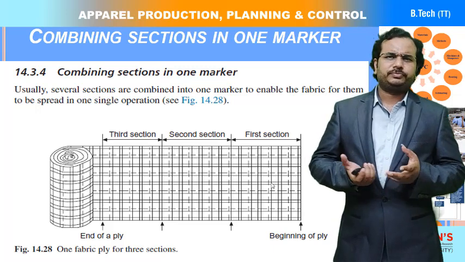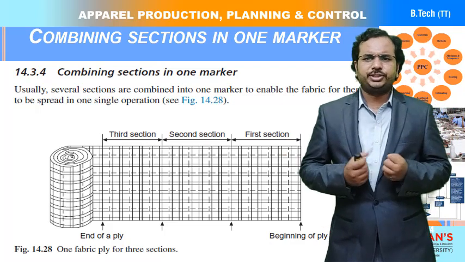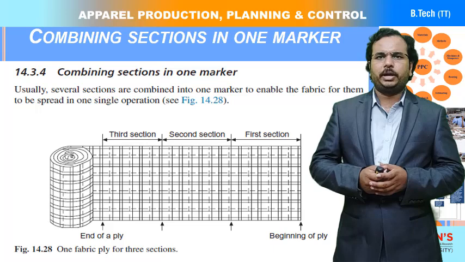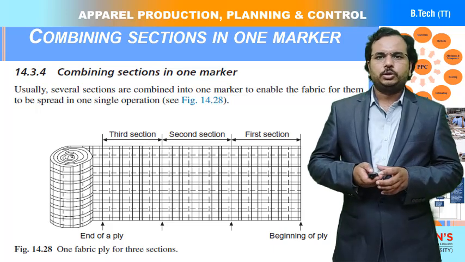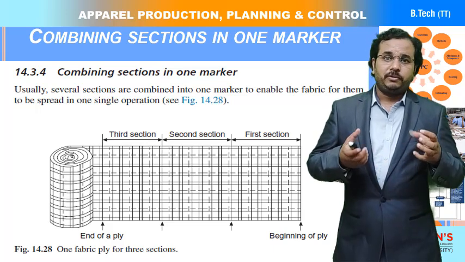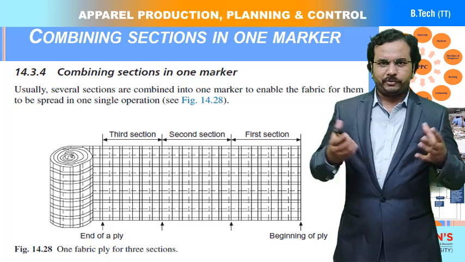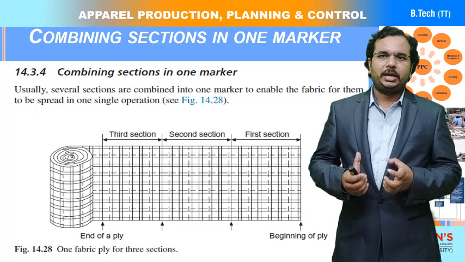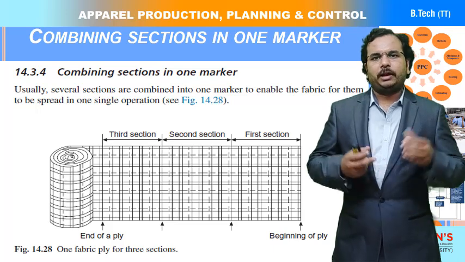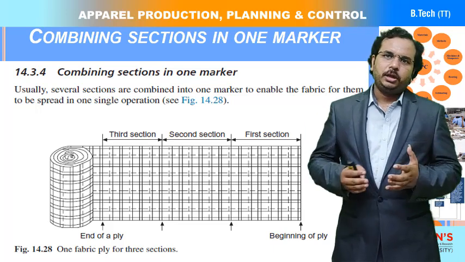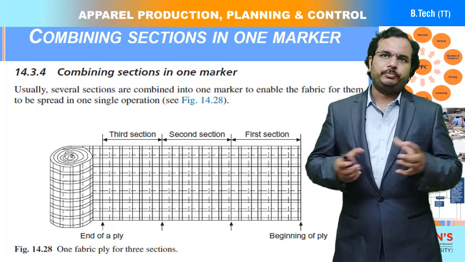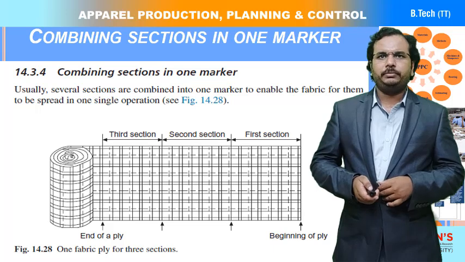So there are different sections, and all the sections are going to be clubbed or combined in one marker. Sometimes, if we have an order quantity of different sizes, all the different sizes can be made in one marker, and then this marker is kept on the fabric lay, and then the cutting can be done. So all the sections can be combined.